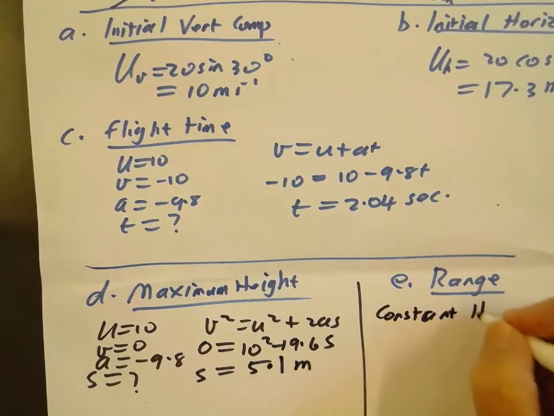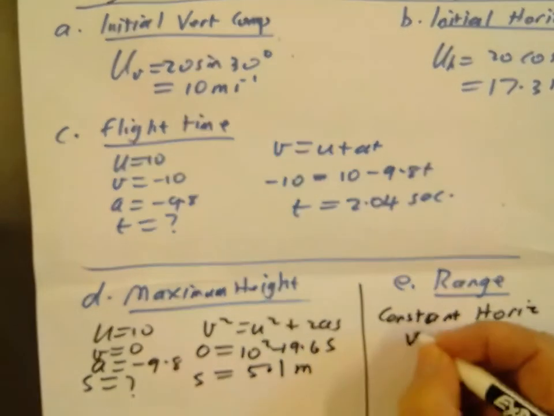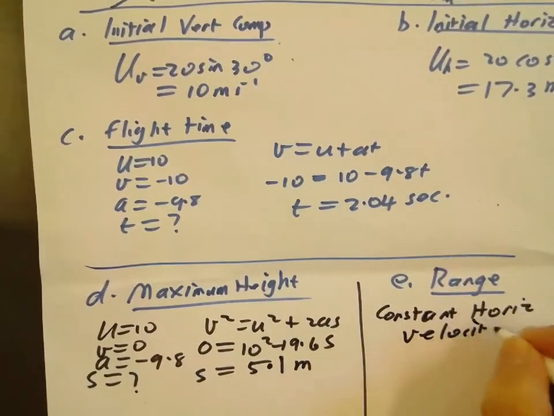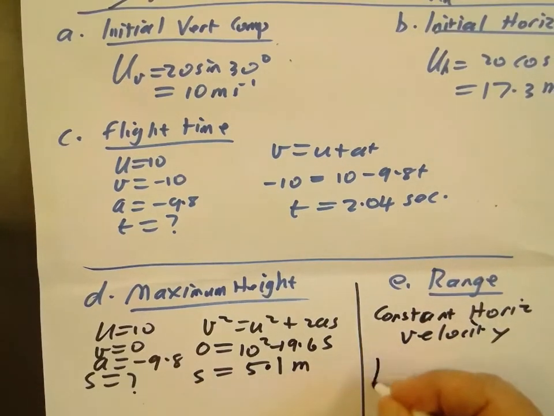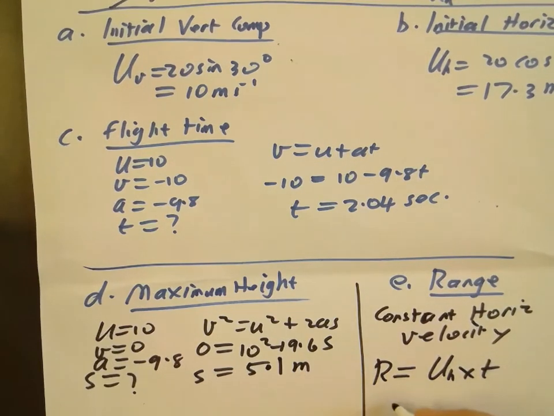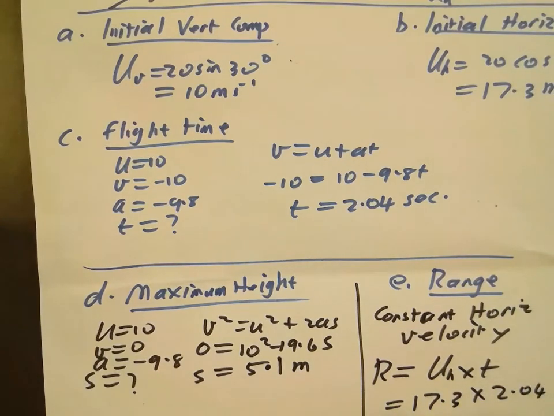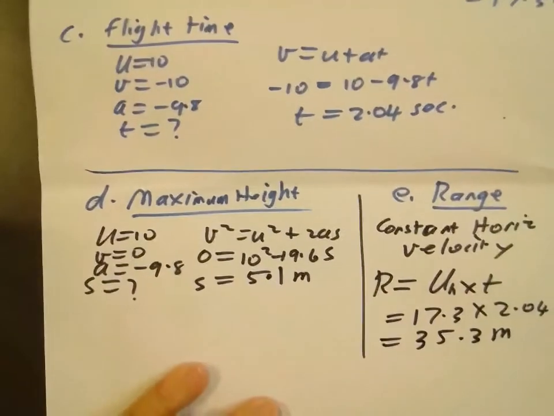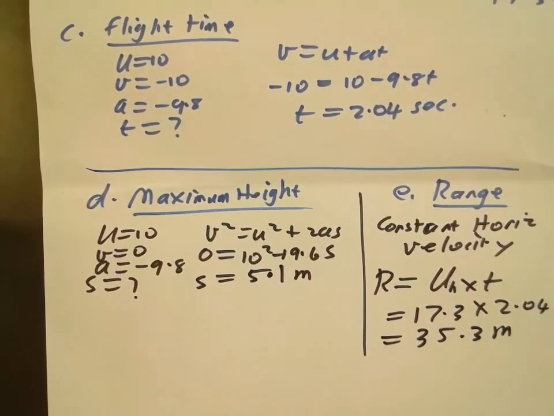which was the original component. So range just equals U horizontal times the flight time. So 17.3 times 2.04 equals 35.3 meters. So that should be a quick summary of how we do it. Hopefully it is also a summary with sound instead of without sound.